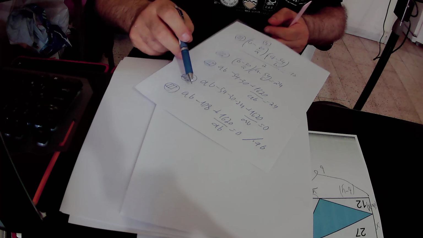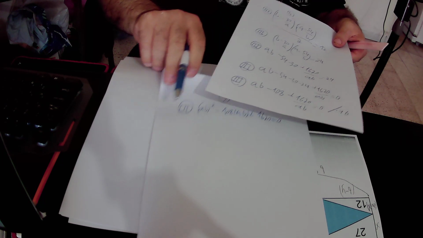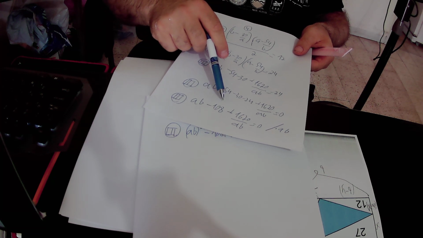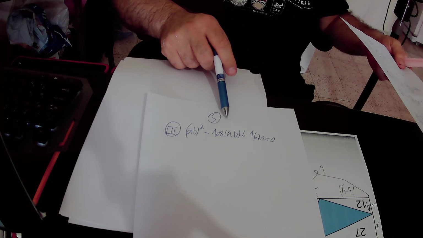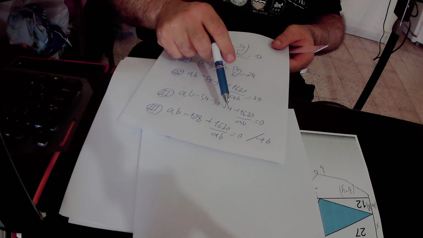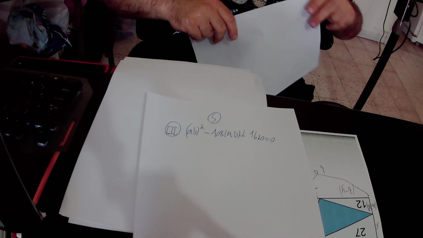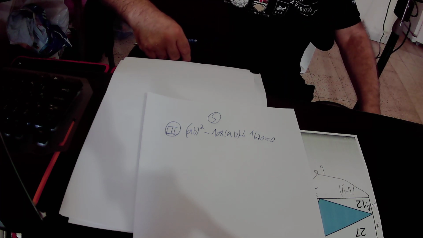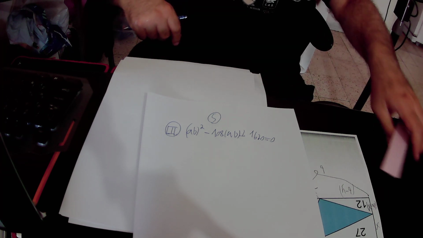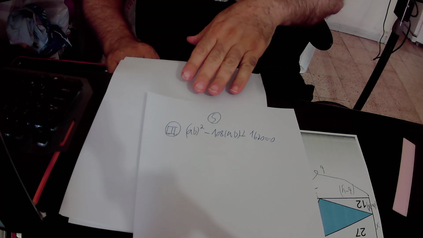So we multiply both sides of the equation by ab. ab times ab is ab squared. Negative 108 times ab is negative 108 ab, and 1620 over ab times ab equals 1620. Okay, so we got a quadratic equation, and actually the variable in this quadratic equation is ab.